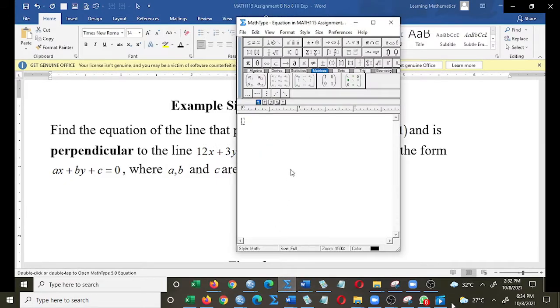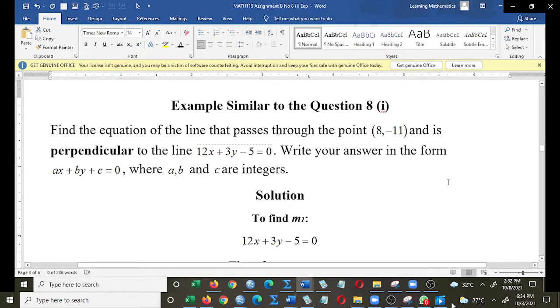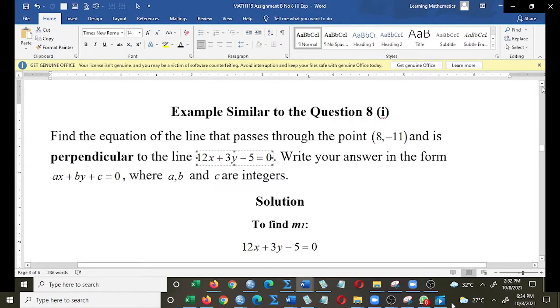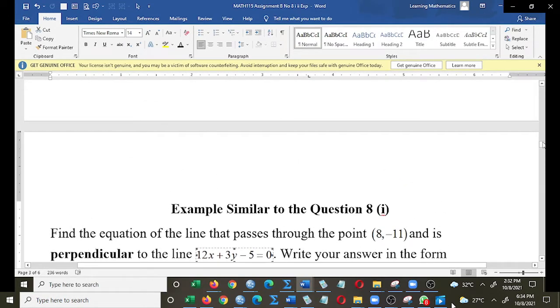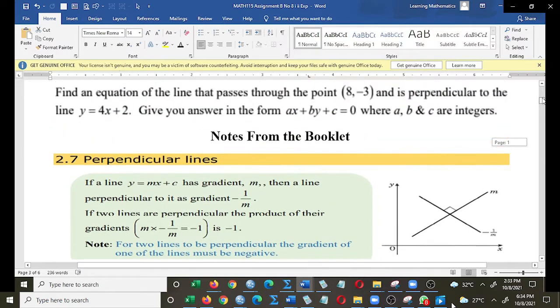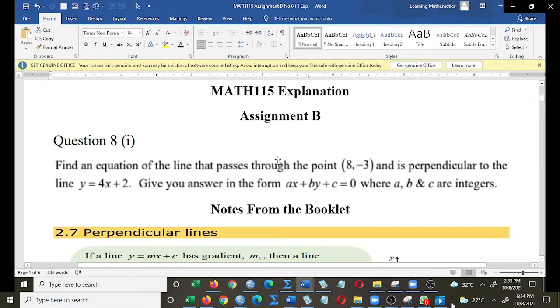As is, can we identify the gradient of m1? Keep that thought. Let's go back to the assignment question. As is, can we identify the gradient here? Yes. The gradient, not the entire equation, the gradient. 4. Now, why is it possible to identify the gradient here? Because they give us the equation.